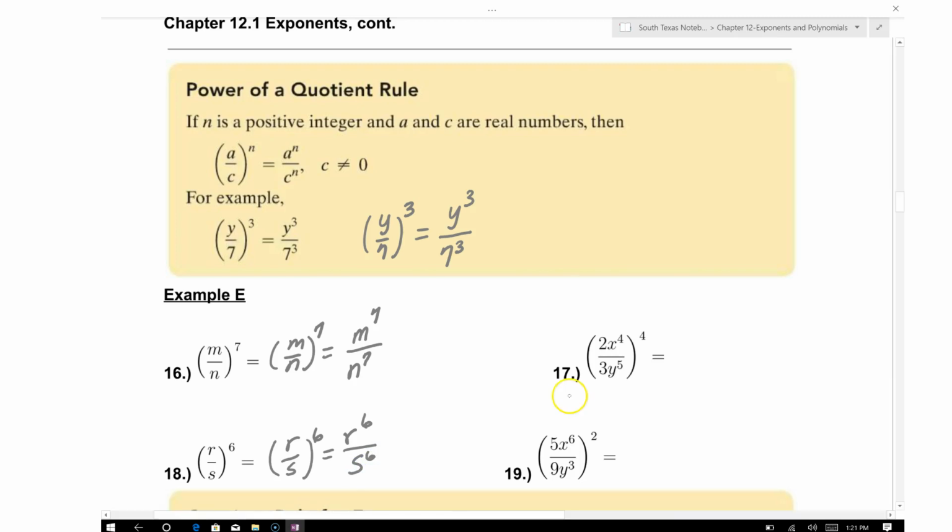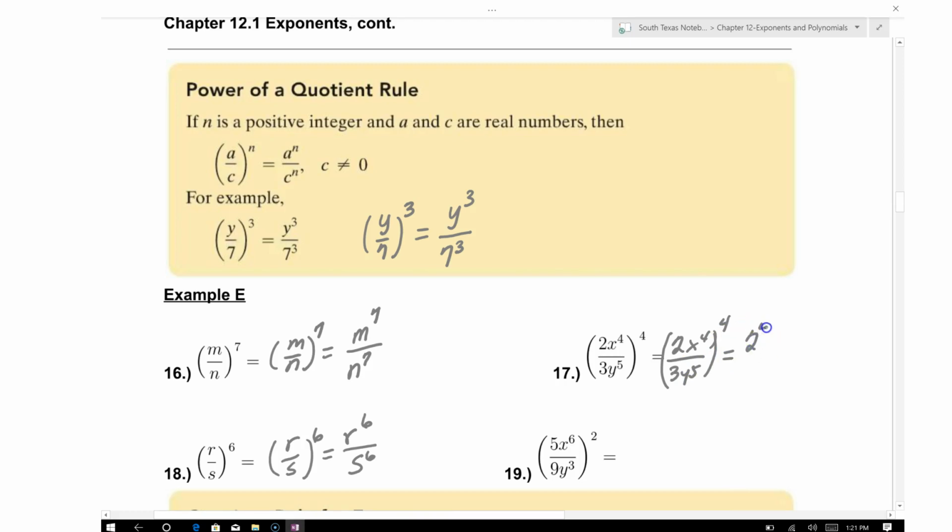Now, as you notice with 17 and 19, they're a little bit more complicated because we have an x and a y, and we also have numbers. But it's still going to follow the same rule. So if we have 2x to the 4th divided by 3y to the 5th, and it's raised to the 4th power, then we can raise each of them individually to the 4th power.